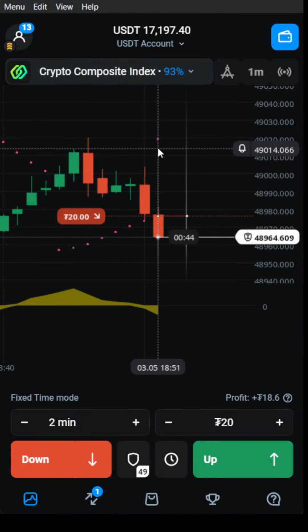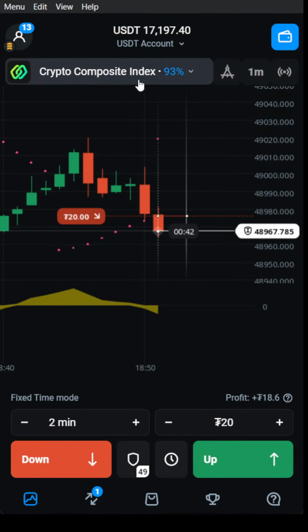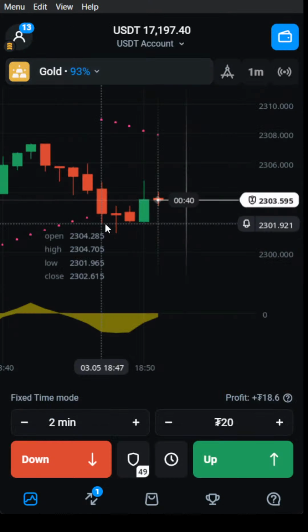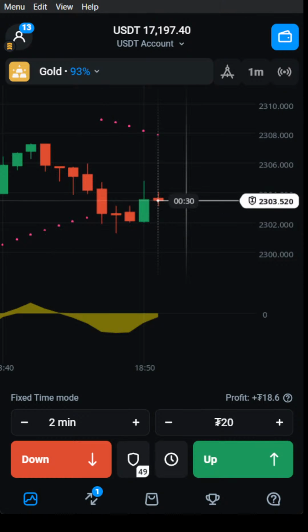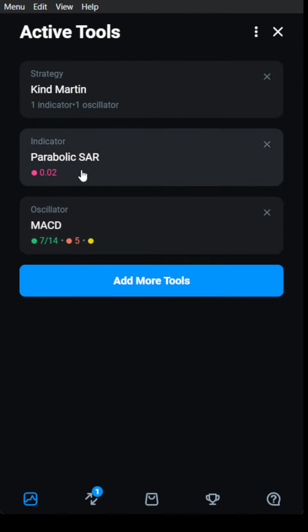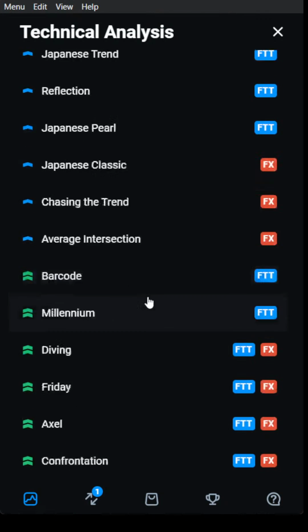I found a signal here in crypto and made a trade. Now, the second asset has to come from you. So tell me. Chirag sir, this is the parabolic SAR. It's the parabolic indicator. You can see over here, the pink dot is the parabolic.